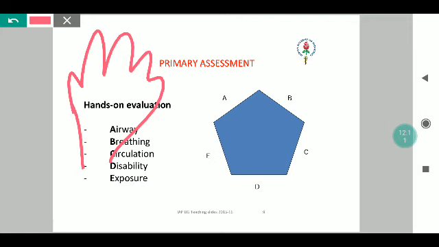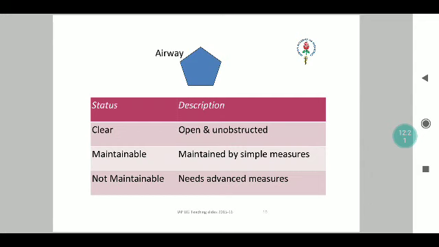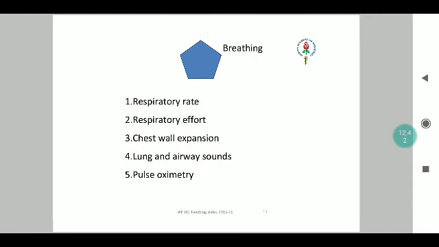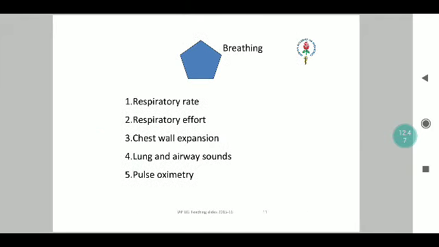In hands-on evaluation we check for the airway, we check for the breathing, we check for the circulation, we check for the disability, and we check for exposure. Now coming to each of these 5 points in detail. In airway, we check for the status being clear, where the airway should be open and unobstructed and the child is able to maintain the airway on his or her own. A maintainable airway can be maintained by simple measures, which can include even postural correction, and not maintainable requires advanced measures such as bag and mask ventilation, or might even require mechanical ventilation in severe cases.